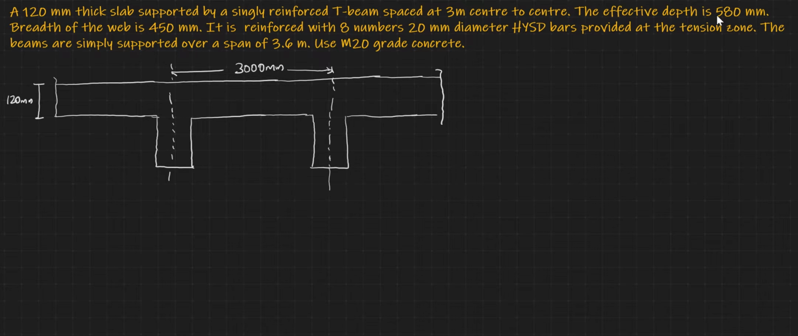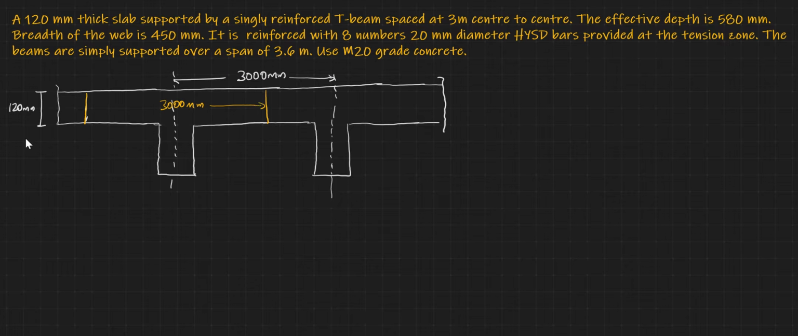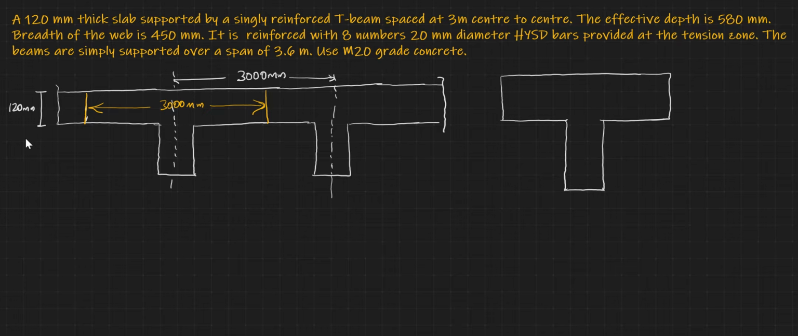The effective depth is 580 mm. It is given the effective depth is 580 mm, breadth of the web is 450. So this beam has influence from half of this distance up to here, and up to here, and this distance is 3000 mm. I could take it as 3000 mm. So if I am drawing it separately, I will get it like this, where the actual width is 3000 mm.